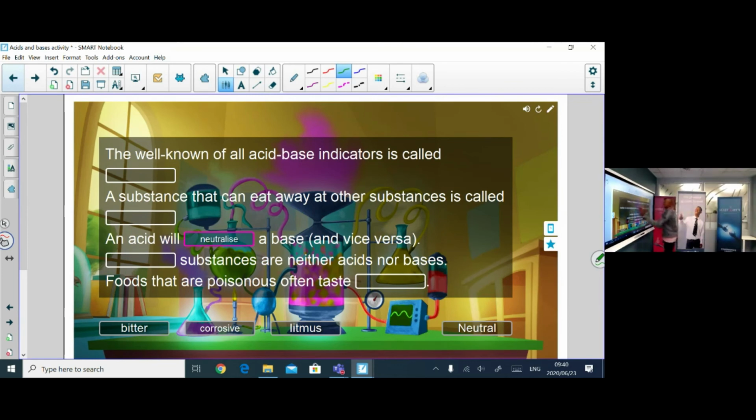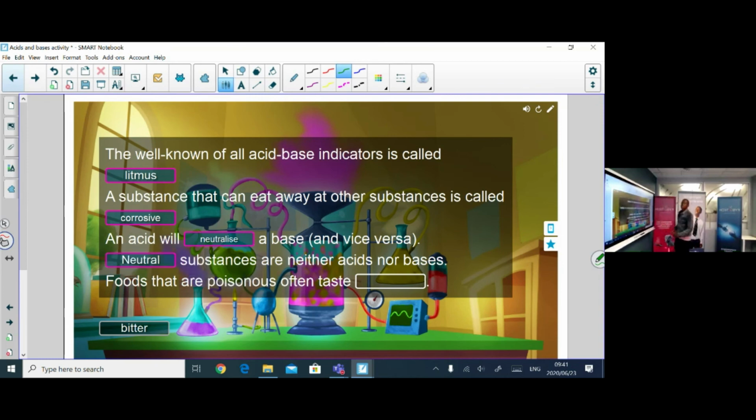We said a well-known acid-base indicator is litmus. We said a substance that can eat away at other substances is called corrosive. And when a substance is neither an acid nor a base, we say it is neutral. Foods that are poisonous will often taste bitter.